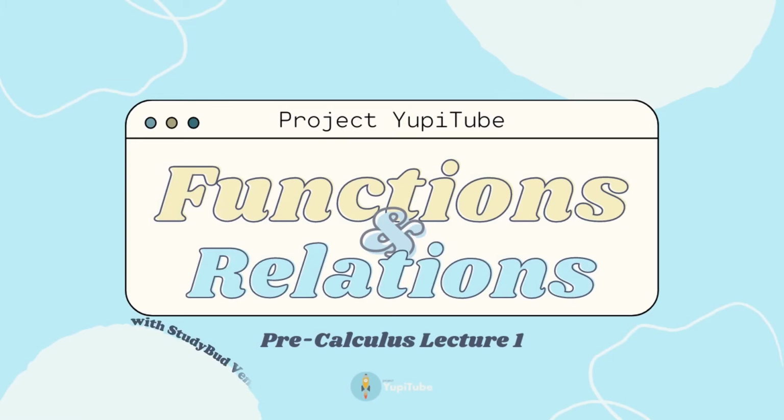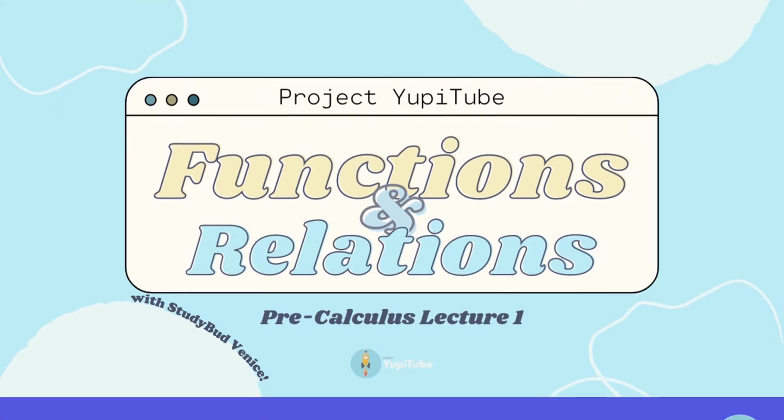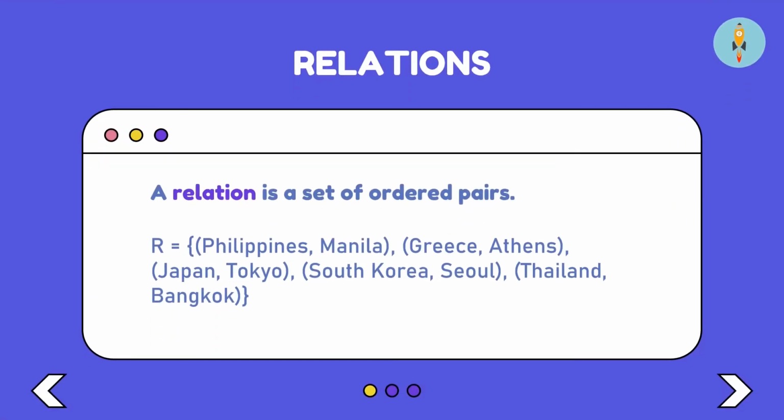But before diving into functions, we need to know first what a relation is. What is a relation? On its simplest definition, a relation is a set of ordered pairs. This is an example of a relation. R is the name of the relation, and the countries with their capital make up the ordered pairs.